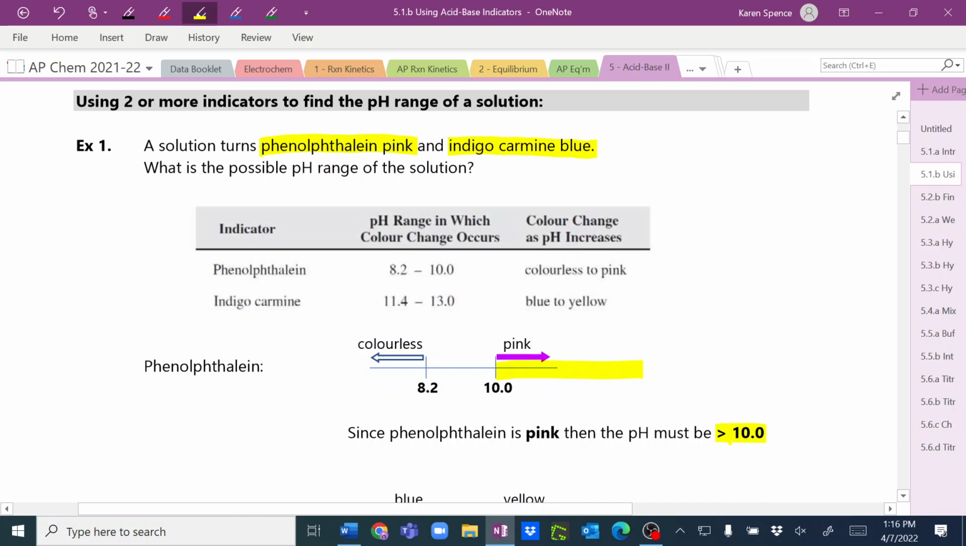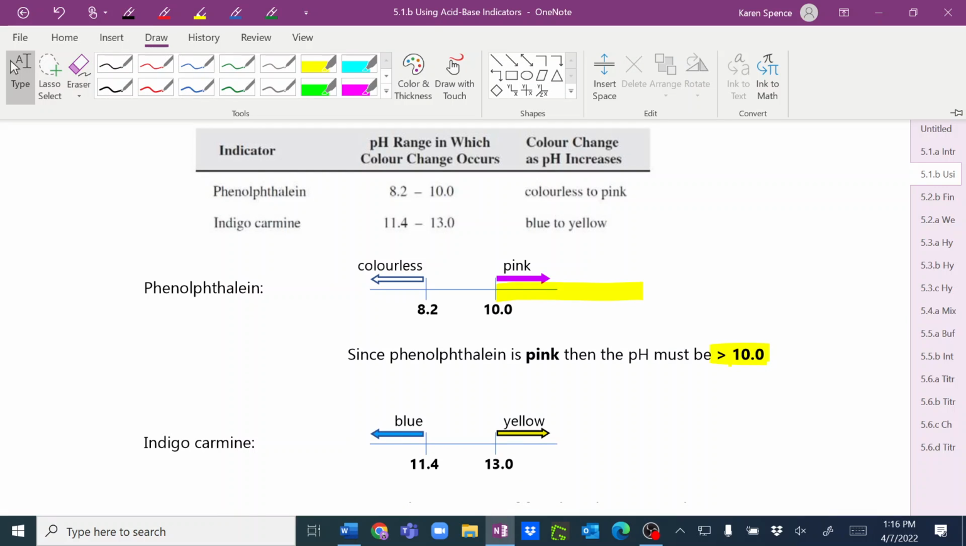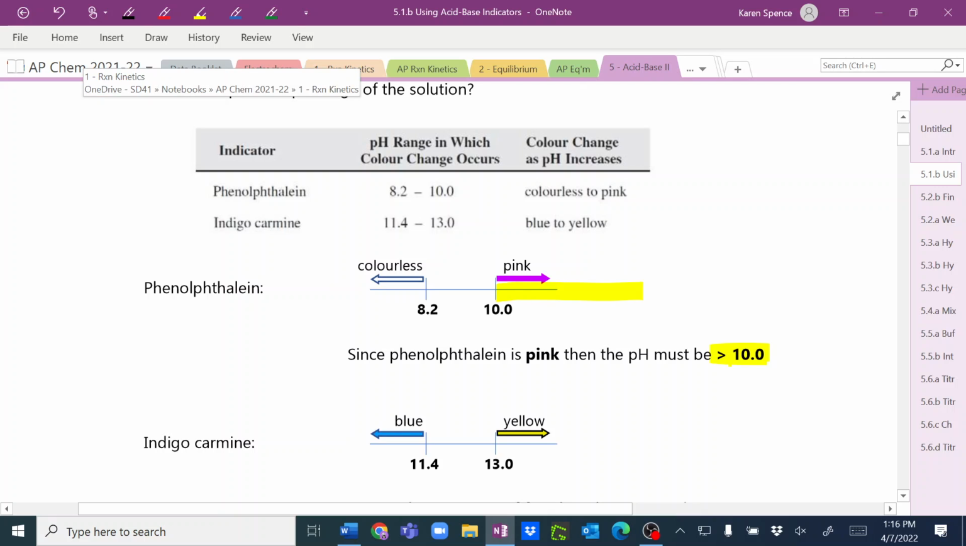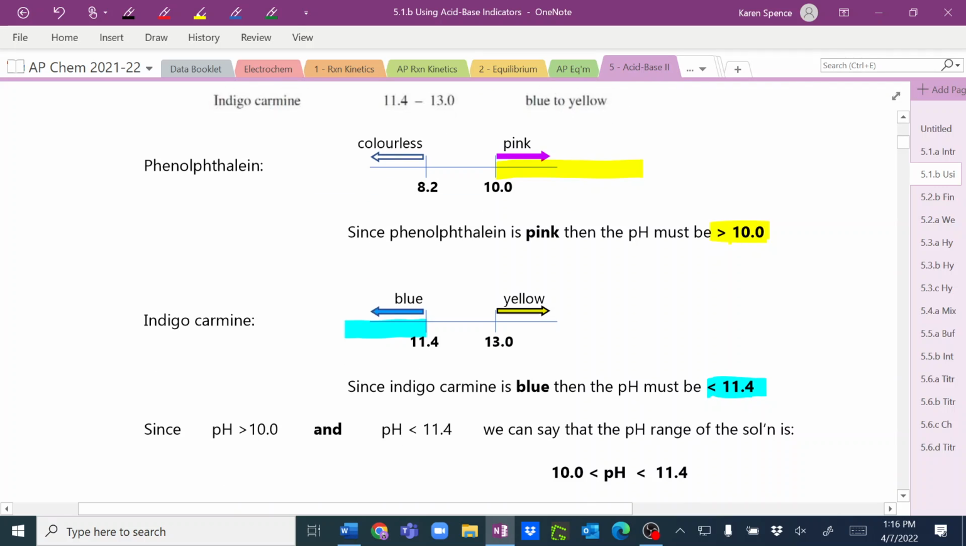Yes? We also know that indigo carmine is blue. And what does that mean for our pH? It has to be less than 11.4. And so if we had to give a range then, the pH is greater than 10 and less than 11.4.